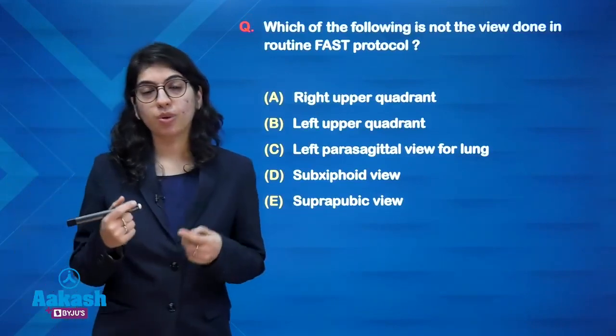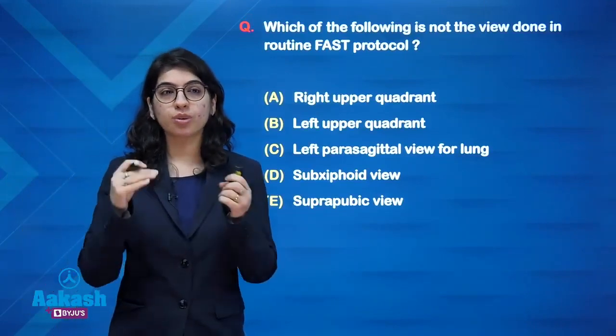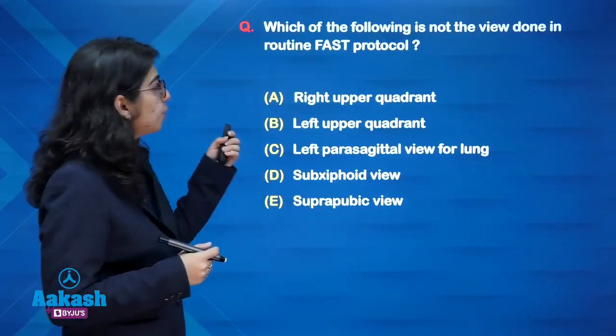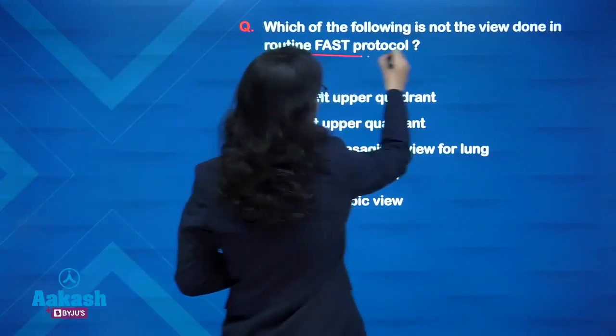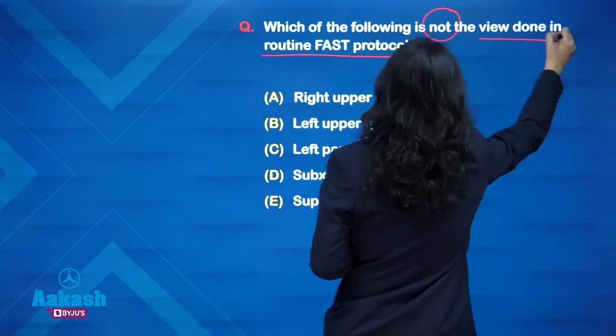So having known the basics of FAST, what do you mean by FAST, when the FAST is done, and what are the next steps if the FAST comes out to be positive, let us see how FAST is done. What are the different views of ultrasound that you're going to see? So which of the following is not the view done in the routine FAST protocol?